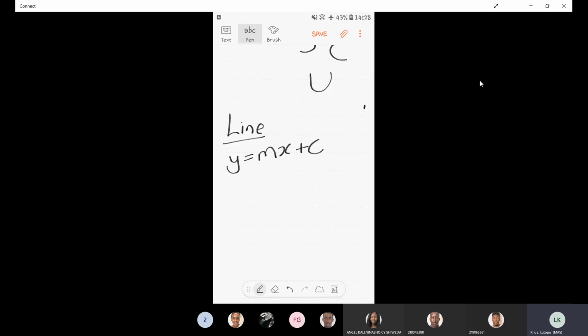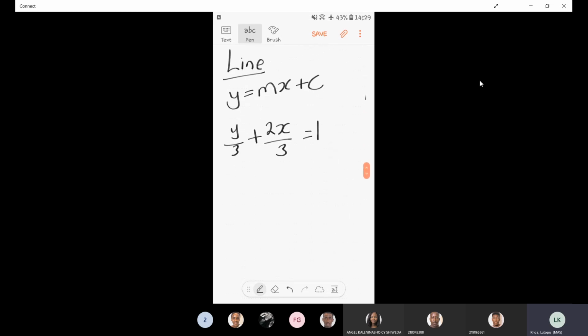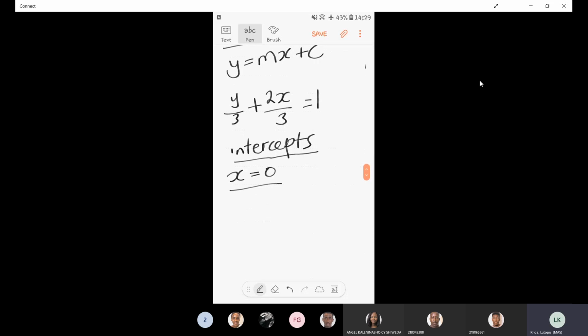So if I look at a line that I have over here, I have y over 3 plus 2x over 3 is equal to 1. Now if I want to sketch it in that way, I can find the x and the y intercept. So my intercepts, when I make x is equal to 0. Now with the intercepts, I do not need to first write it in standard form and then substitute. I can substitute right there.